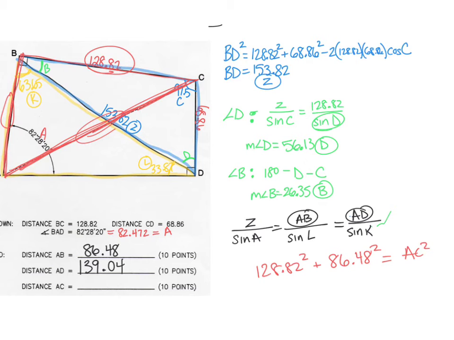And square root my answer. And I have 155.16 for my final answer. All right, so you can see there's a little bit more thinking going on in this, a lot more work. So the quicker you can get with doing your law of sines and cosines, the better off you are.